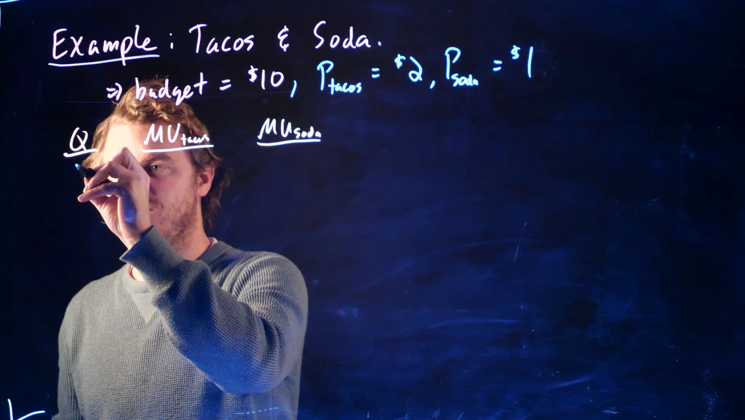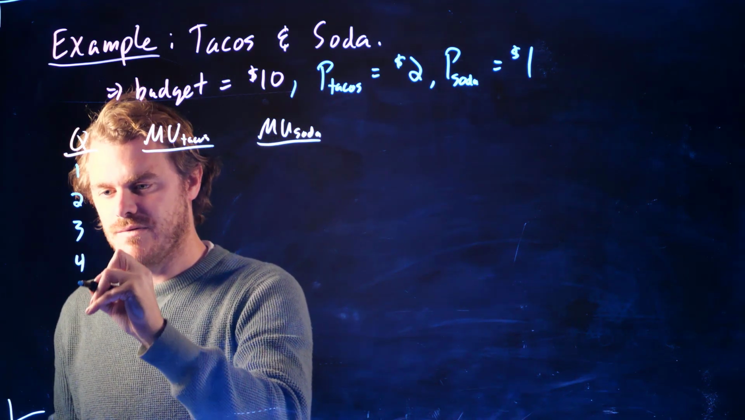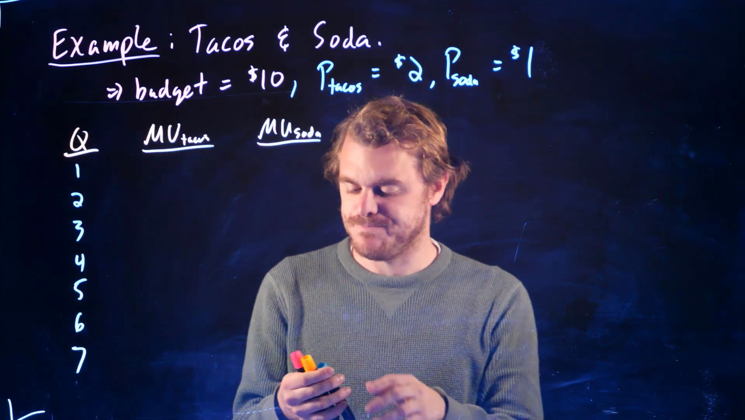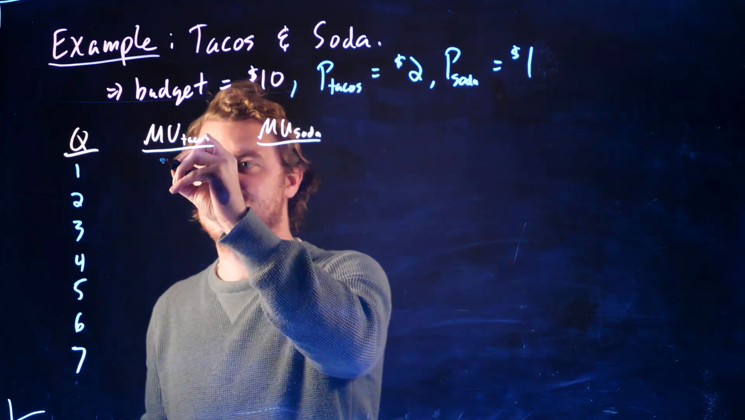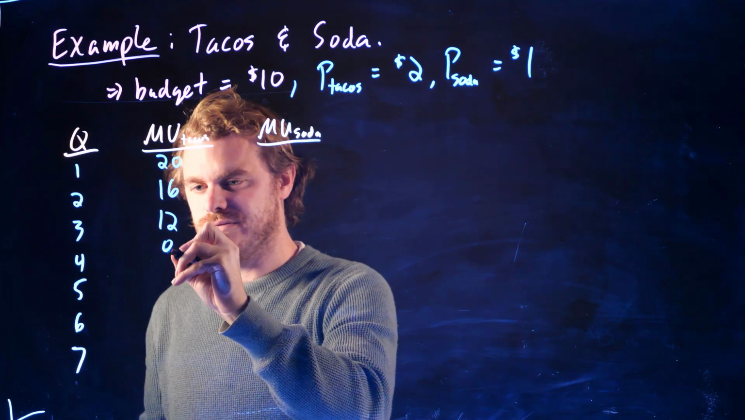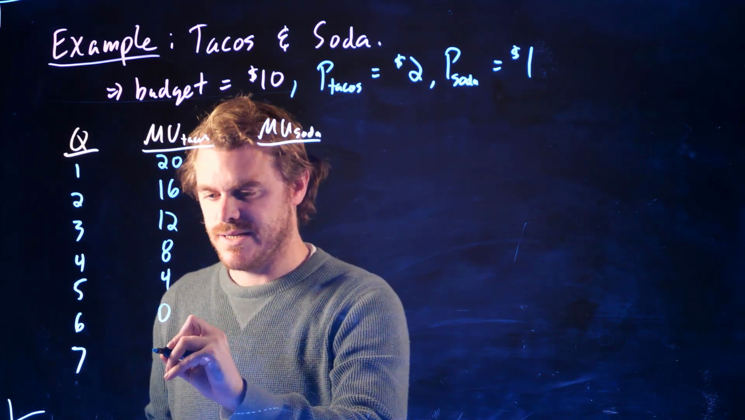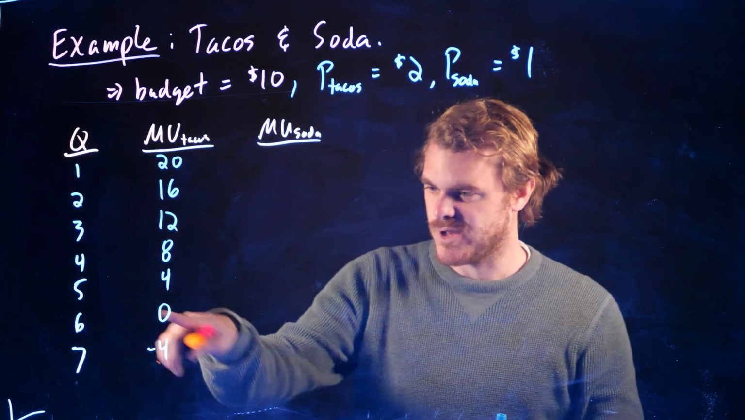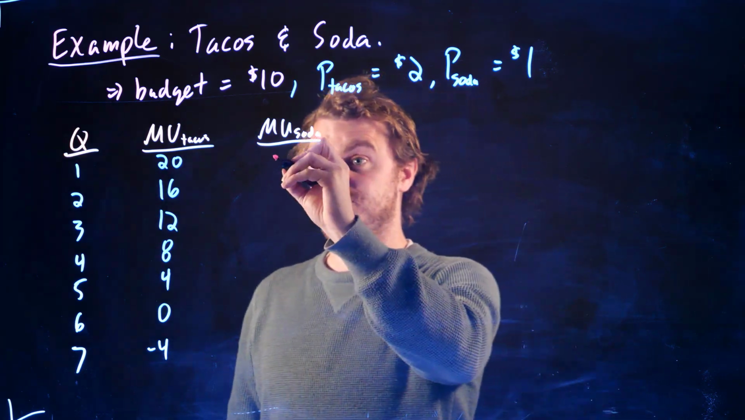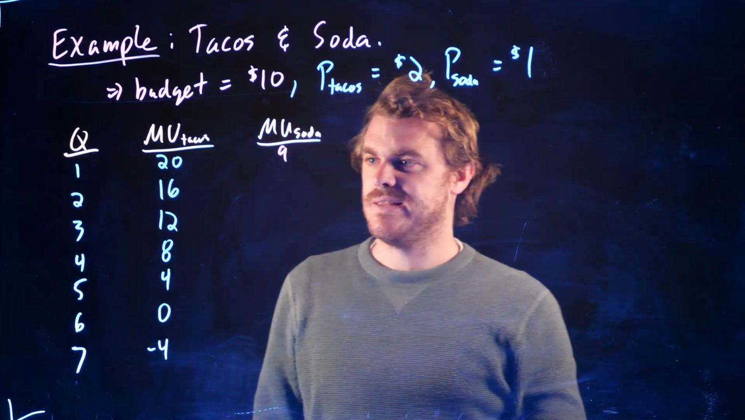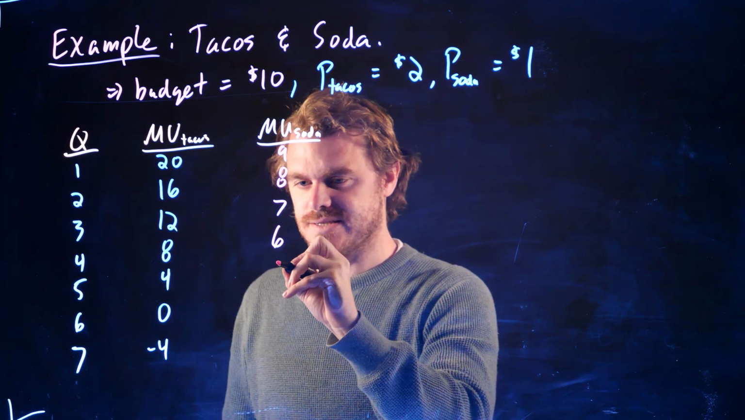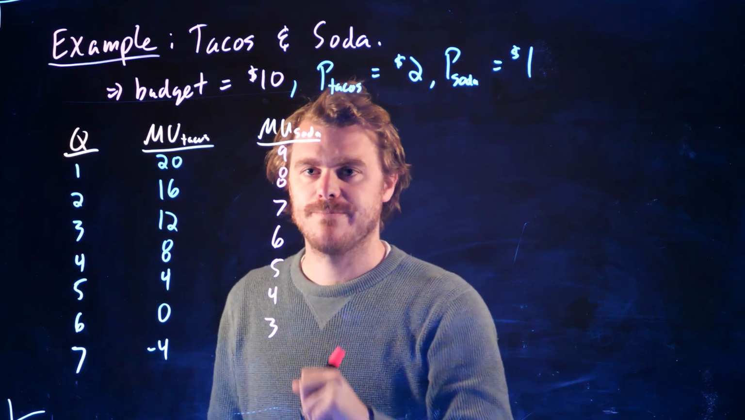All right, so let's say 1, 2, 3, 4, 5, 6, 7. I don't know if we're going to get up to 7, but let's say the marginal utility of this first taco is 20, second is 16, 12, 8, 4, 0, and then let's say it's -4, but probably not going to purchase that, right? If we're being rational. And then we have the marginal utility of soda. Let's say the marginal utility of that first soda is 9. And let's just go down by 1. 8, 7, 6, 5, 4, 3.